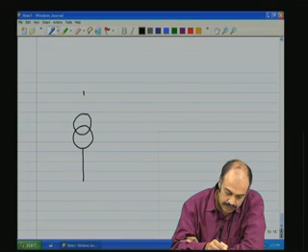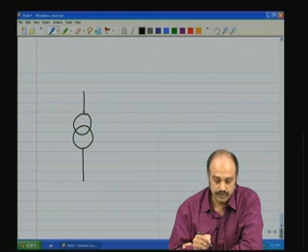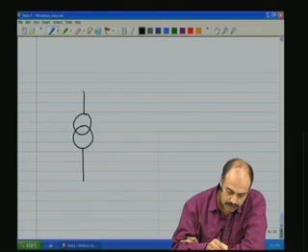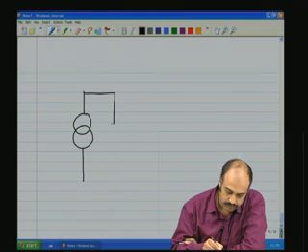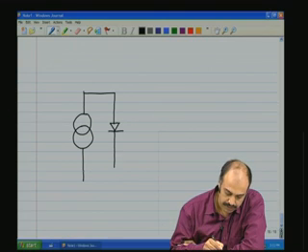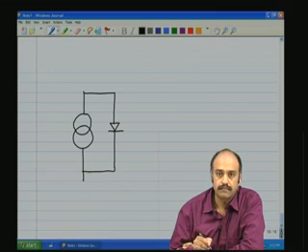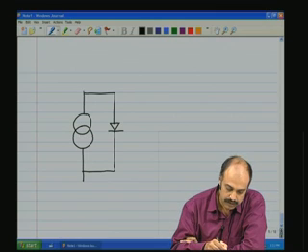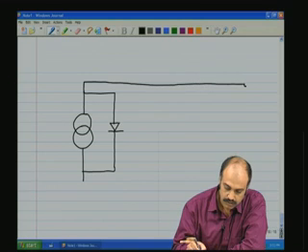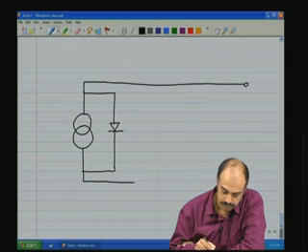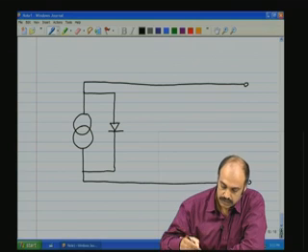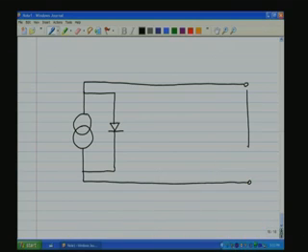So I am drawing an ideal current source which is like this. This is shorted by a diode, bypassed by a diode like this, and the terminals of this go on towards the output terminals and they result in the terminal voltage.